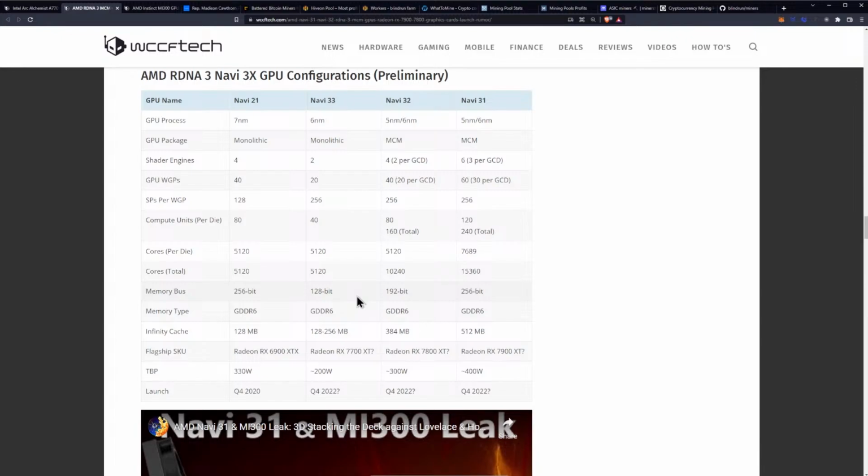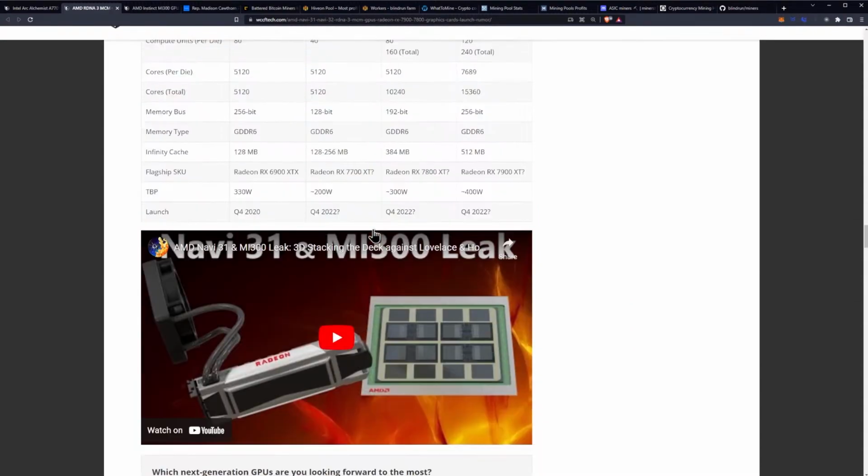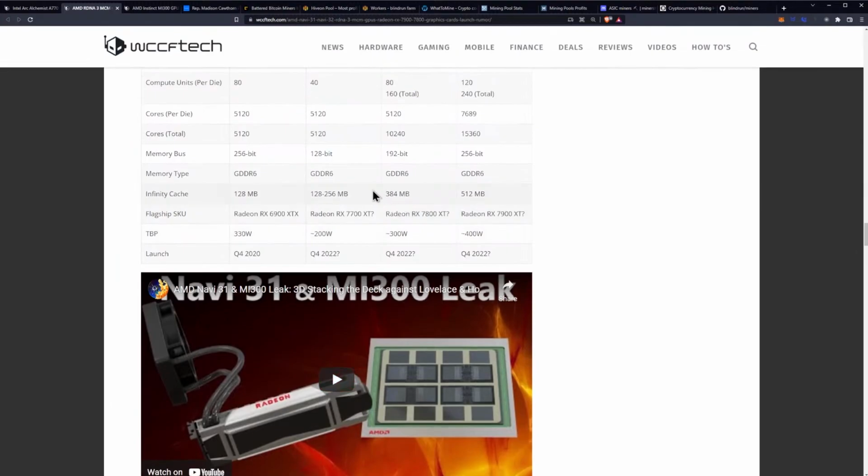So we should get even some better mining performance on memory intensive algorithms, but not a ton. So yeah, there you go. It's not going to be like the GDDR6X improvements to 24 gigabits per second that we are going to be seeing from NVIDIA.